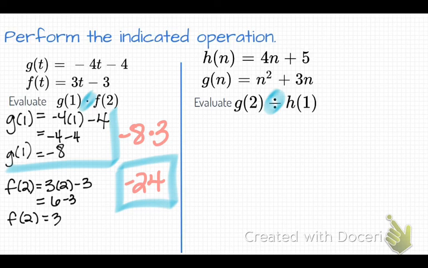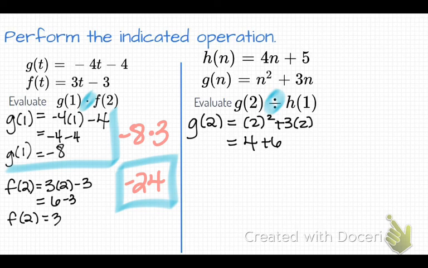Is that okay so far? Okay. Right now, we got a few minutes. Last one. I have g of 2 divided by h of 1. So g of 2 equals 2 squared plus 3 times 2, because I'm just going to plug in my number everywhere I have a variable. I have 4 plus 6. So what is g of 2?